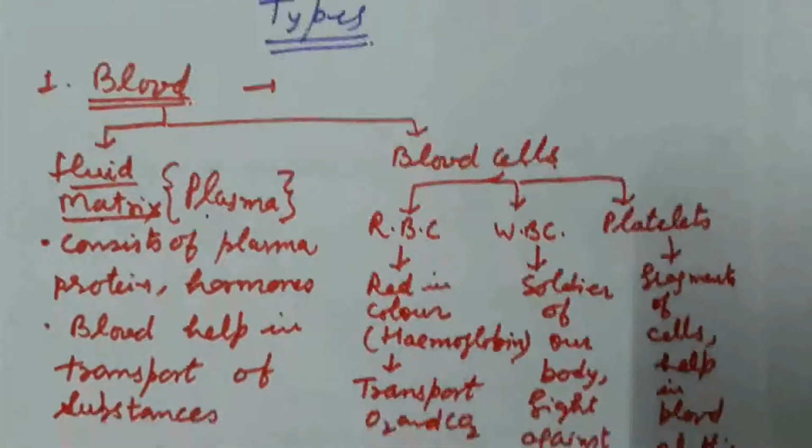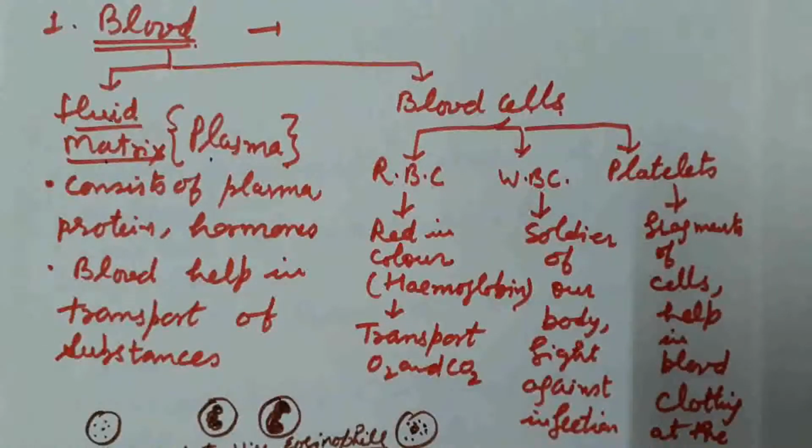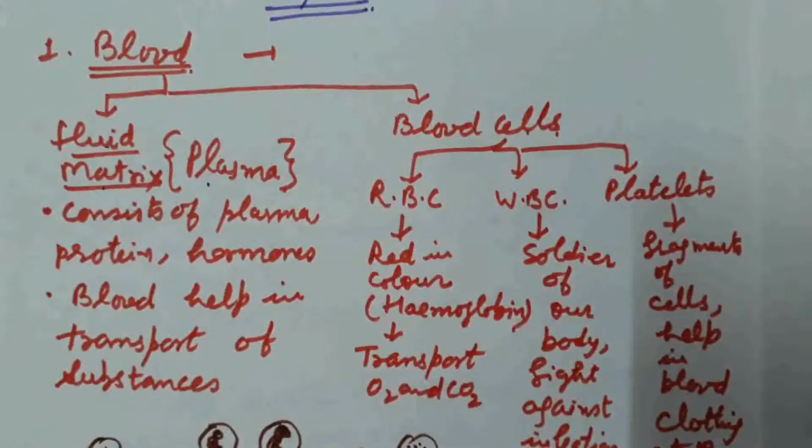Blood helps in the transport of substances. It helps in transport of respiratory gases, food material, and waste substances. It carries waste substances to the liver and kidney, and then they are expelled out from the body. So an important function of blood is the transport of substances. Mainly plasma consists of substances like protein and hormones.